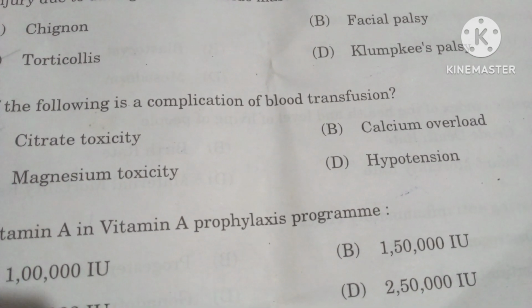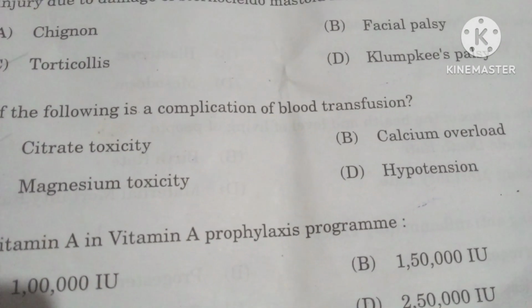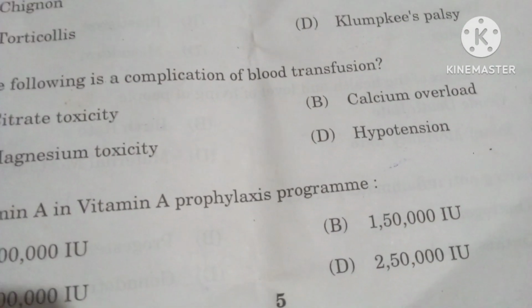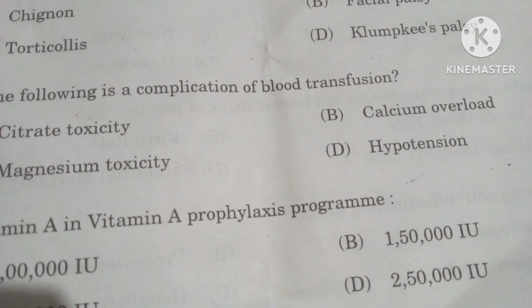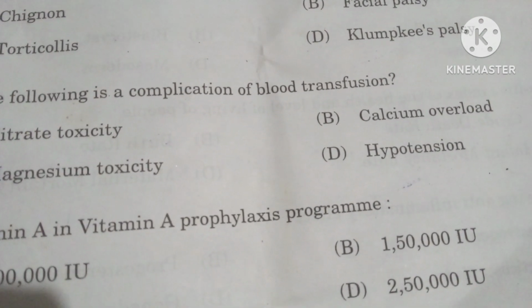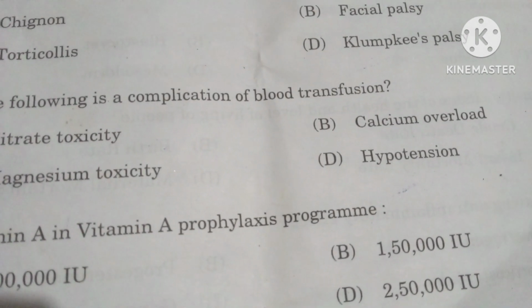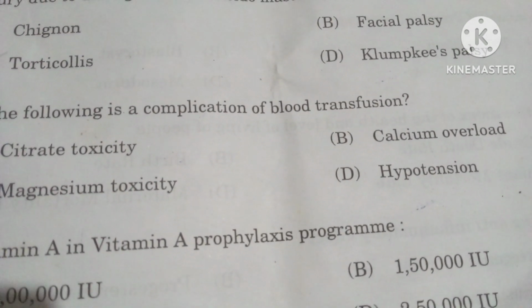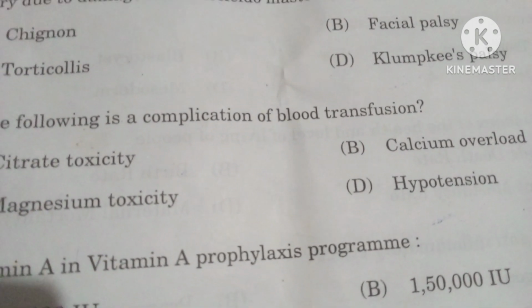When citrate in the transfused blood begins to bind to the calcium in the patient's body, you will get hypocalcemia, and there is chance of hypomagnesemia rather than increased magnesium. So there is no chance of magnesium toxicity or calcium overload. There can be hypertension, not hypotension. Okay, so citrate toxicity is a complication of blood transfusion.